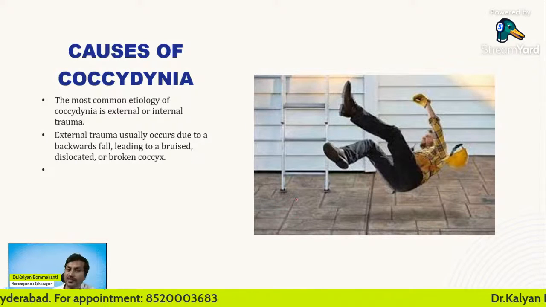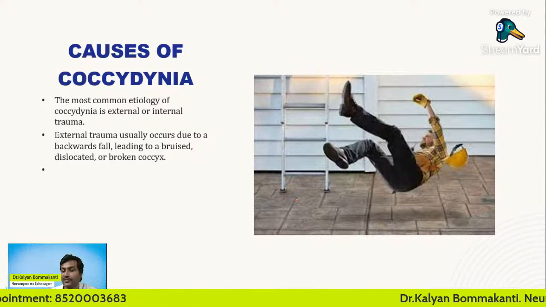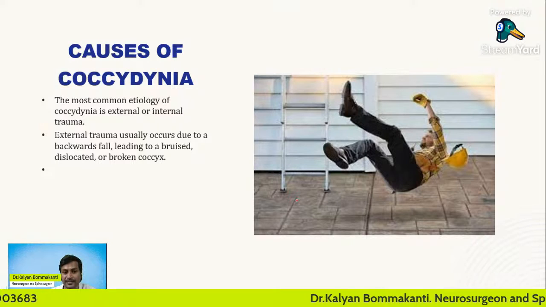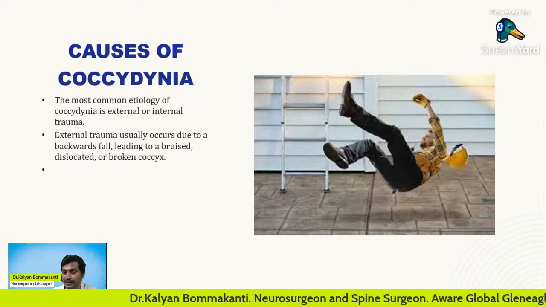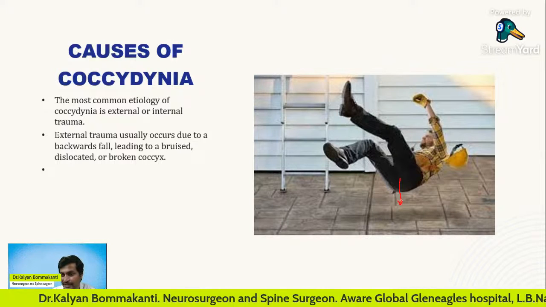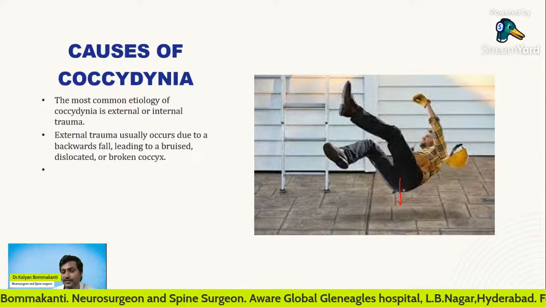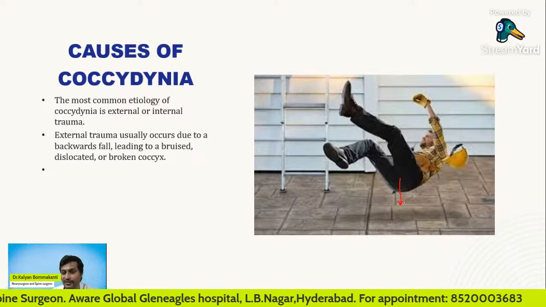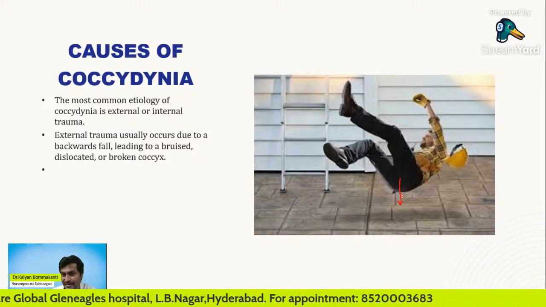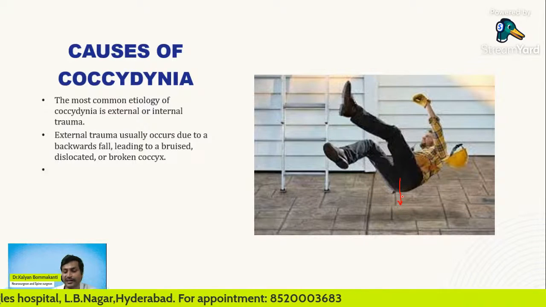Coming to coccydynia. The cause of coccydynia is most commonly trauma. It can be internal trauma or external trauma. See this picture, this is external trauma. The person is falling on his buttocks. The tailbone is situated in between the buttocks, just above your anus. So when the patient falls this way, it leads to a dislocated or broken coccyx.